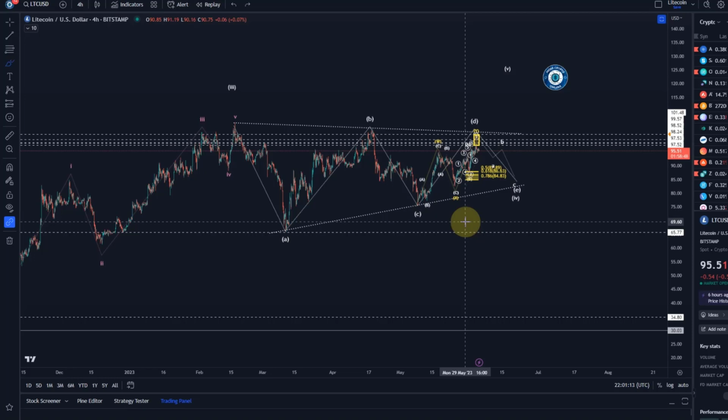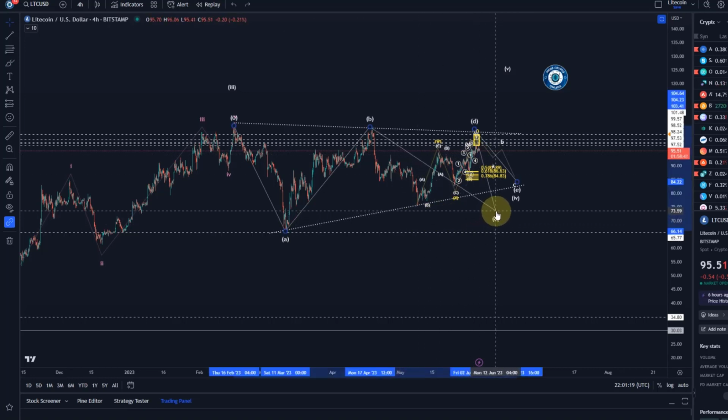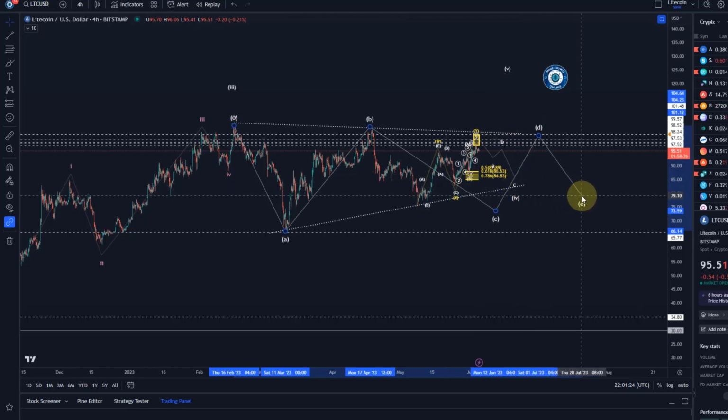What would we do then? Well, first of all, I would assume an extension of the triangle, which means that this C wave here probably was never finished and will become an even larger triangle like that, okay? So basically it does a reset of the C wave.